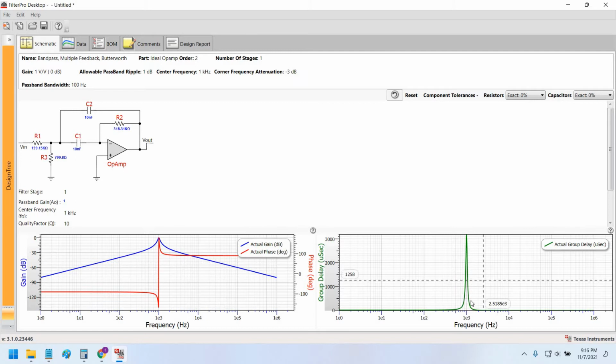and here is the group delay. Group delay is peaking to 3129 microseconds, or roughly equal to 3.1 millisecond at center frequency of 1 kilohertz. Now let's replicate the circuit in LTSpice. This circuit, 2 capacitors and 3 resistors in total, and we would select a random op amp in LTSpice.